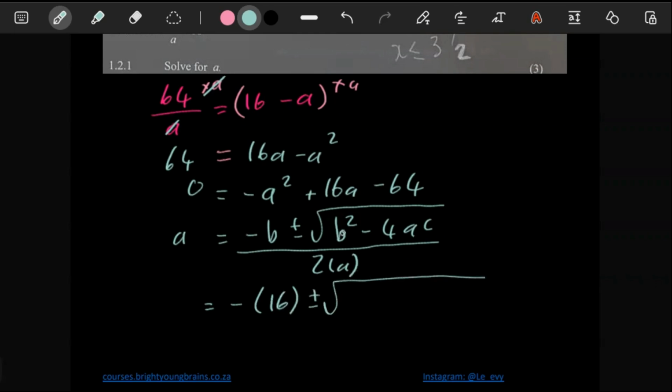But anyways, b squared, that's 16 squared. A is negative 1. C is negative 64. And then what do you have here?